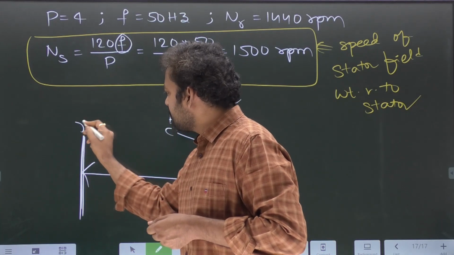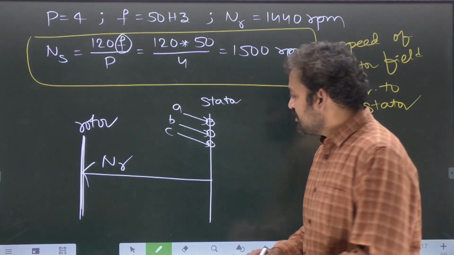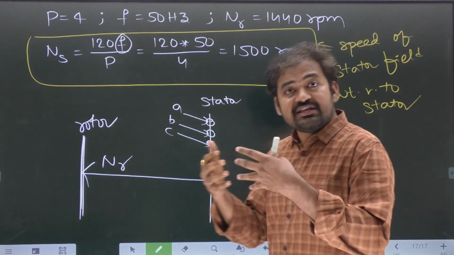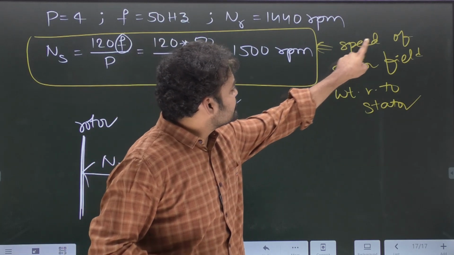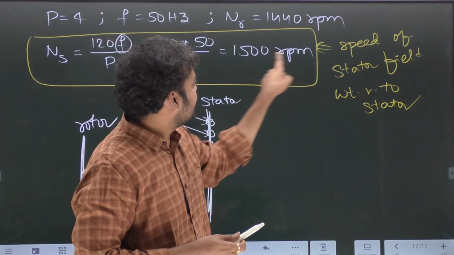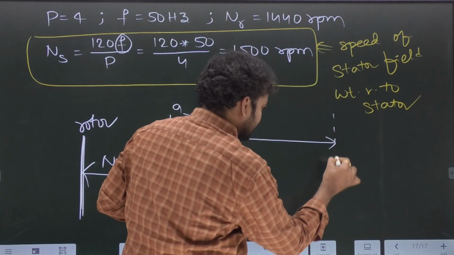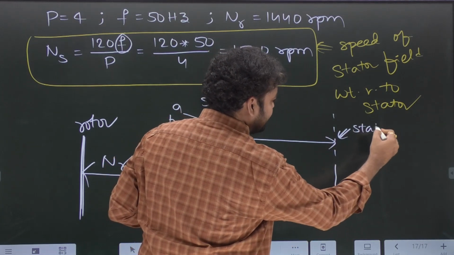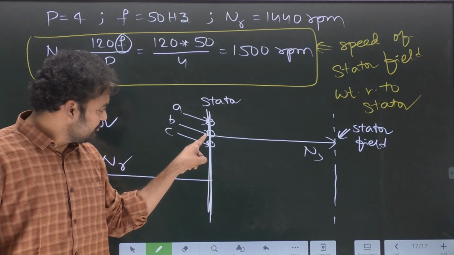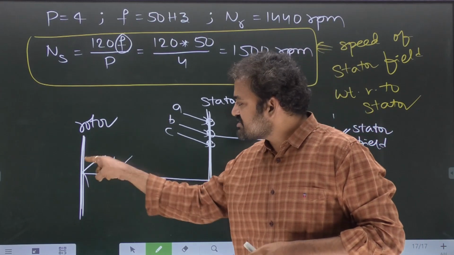This is the position of the rotor, at what speed? Nr. So the rotor is driven in the opposite direction because the stator field is in the forward direction. Where is the stator field now? We already found the speed of the stator field with respect to stator. From the stator, the field is at how much speed? 1500 rpm, in the forward direction. So this is the position of the stator field. The speed of the stator field with respect to stator is Ns. But was the rotor driven in the direction of the stator field or the opposite direction? Opposite direction. This was given in the question.